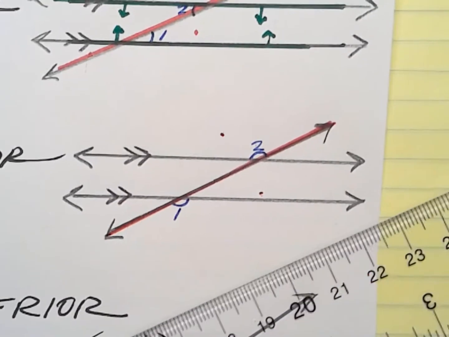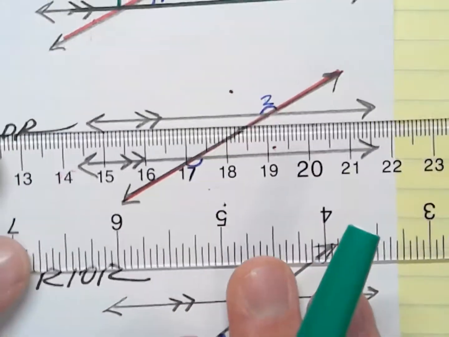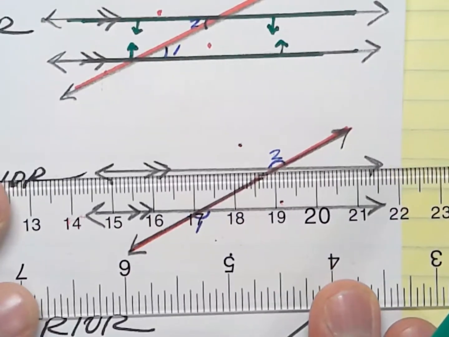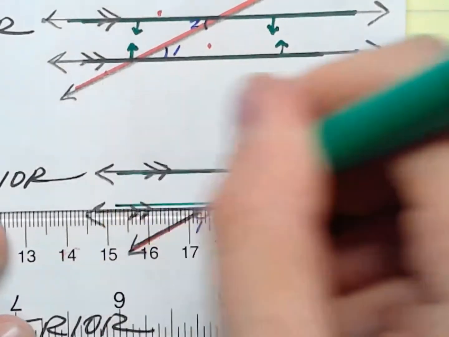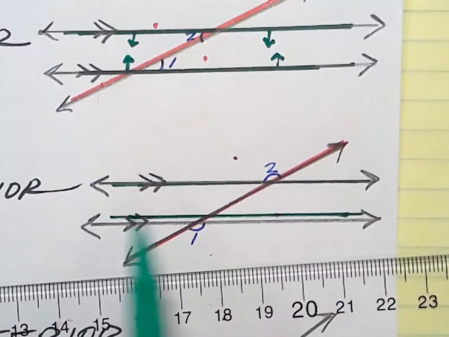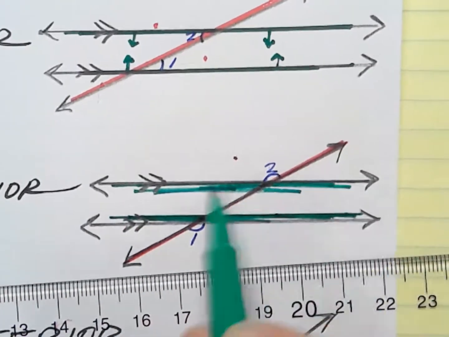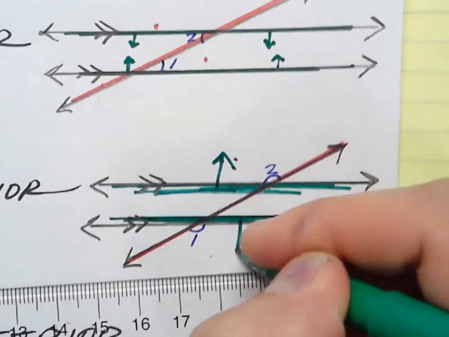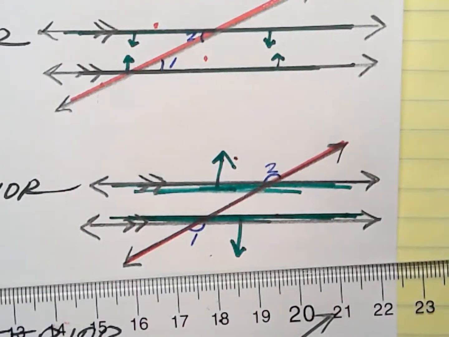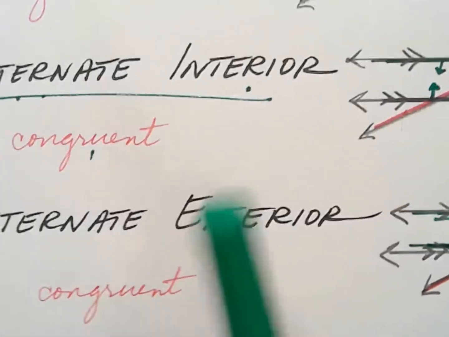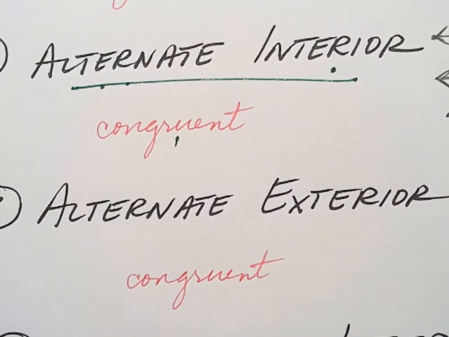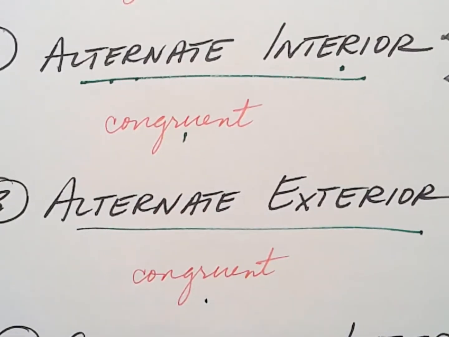But notice that this time, with respect to the parallel lines, they're on the outside. So we've got this parallel line going like this, and this parallel line going like this, and the angles I'm talking about are on the outside, on the top and on the bottom of the parallel lines. Because they're outside of the sandwiched part in between the parallel lines, they're exterior. And because they're on opposite sides of the transversal, they're alternate. So together it's alternate exterior, and those are always congruent.